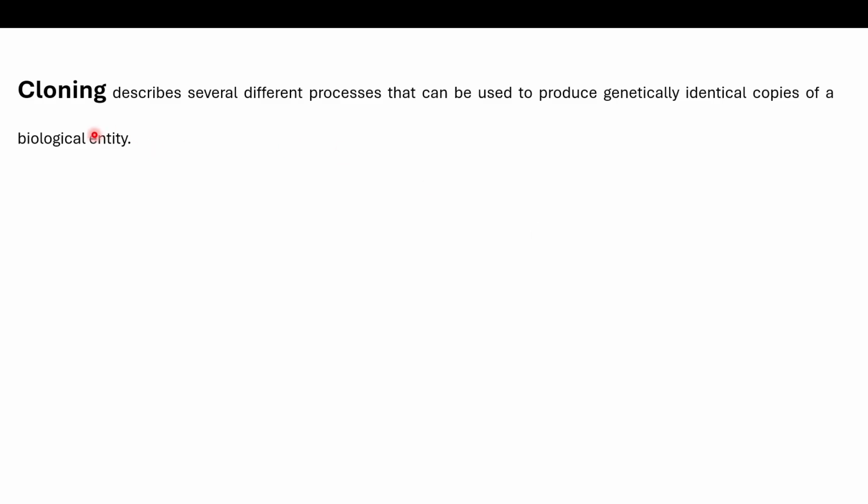Now, cloning describes different processes that can be used to produce genetically identical copies of a biological entity, basically to produce clones. In molecular cloning, you are producing genetically identical copies of a biological entity by taking the genetic sequence which encodes for that particular entity or substance.